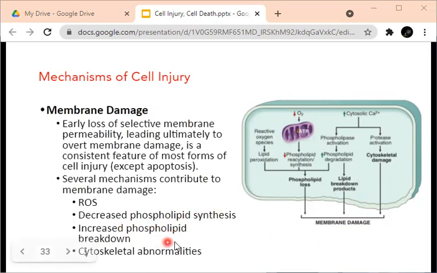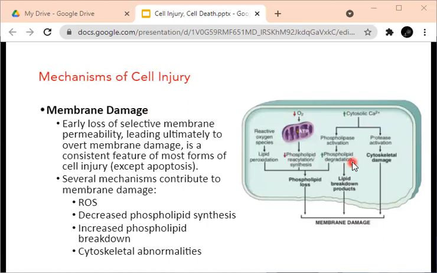So if phospholipid synthesis is decreased, we cannot produce an intact cell, all right? And then increased phospholipid breakdown, secondary to the degradation of membrane lipids due to phospholipases, still secondary to injury, okay. So lipid breakdown products of the cell membrane. And then cytoskeletal abnormalities. Remember that the cell has intermediate filaments. Okay? These hold our structures together, including the cell membrane.